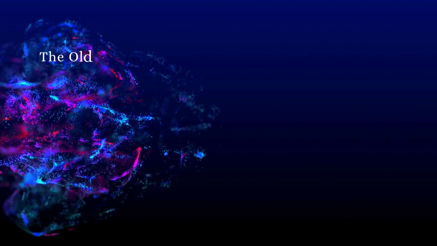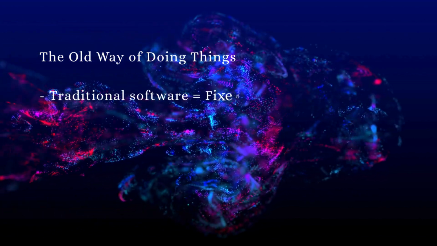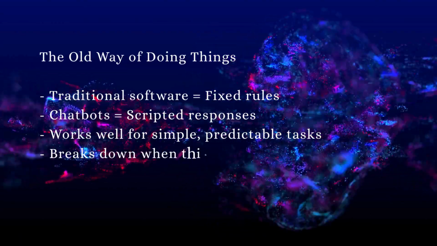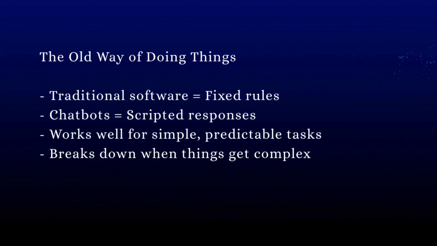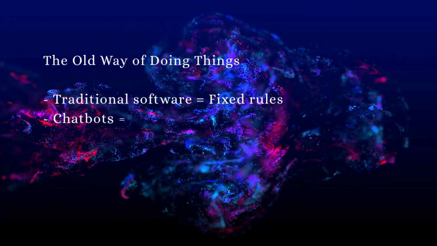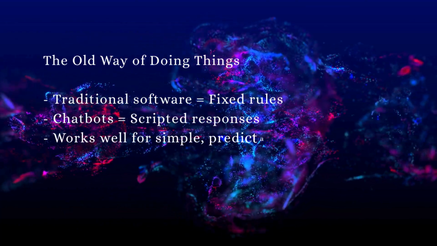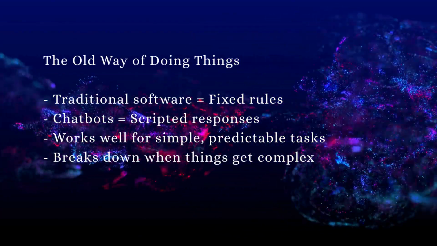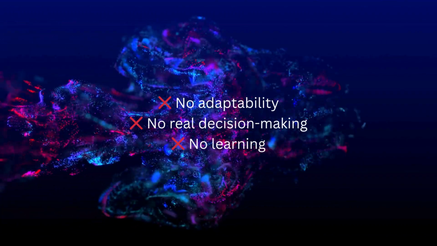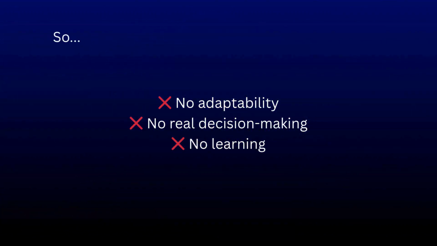They follow fixed rules. You ask a question, it matches a pattern and spits out a pre-written answer. This works fine for simple things like FAQs. But the moment things get even slightly complex, they fall apart. There is no real thinking happening, no adaptability, no learning.